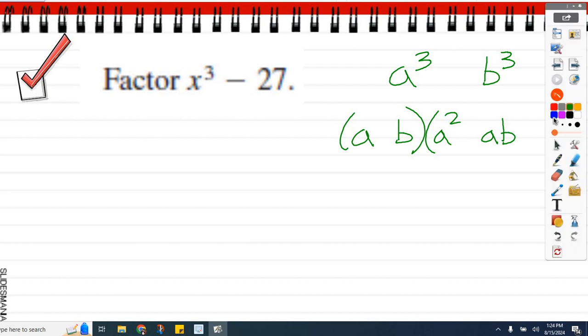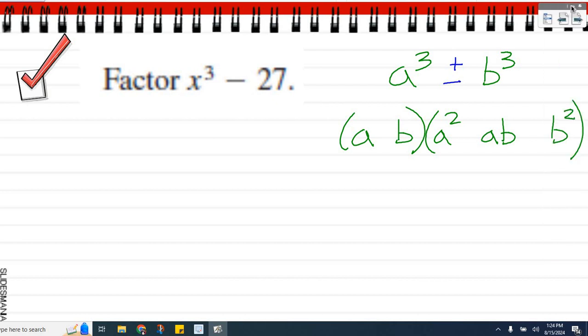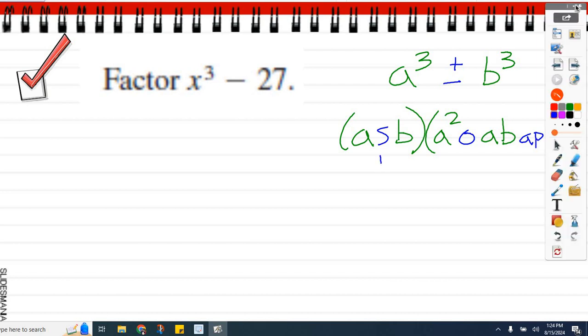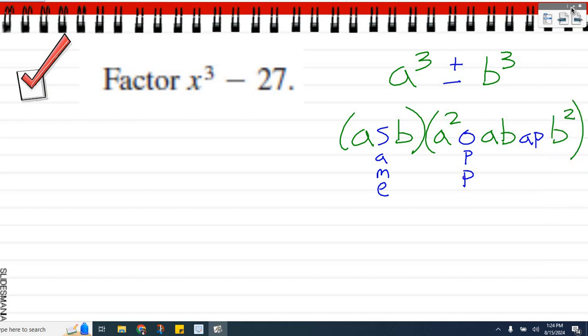Doesn't the plus between the A, B also stay the same? Yeah, so that's why I like to remember the abbreviation SOAP. S-O-A-P. S is for the same sign, O is for the opposite sign, and AP is always positive. Yes? So let's look at what I mean by that.